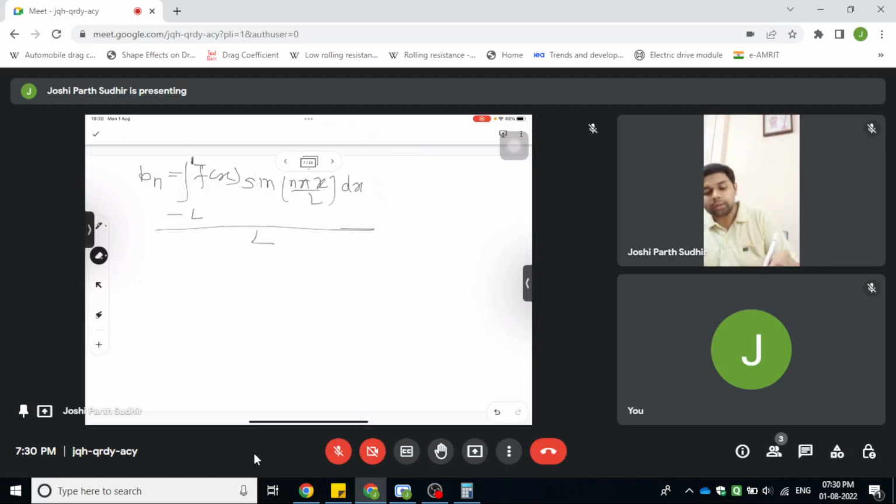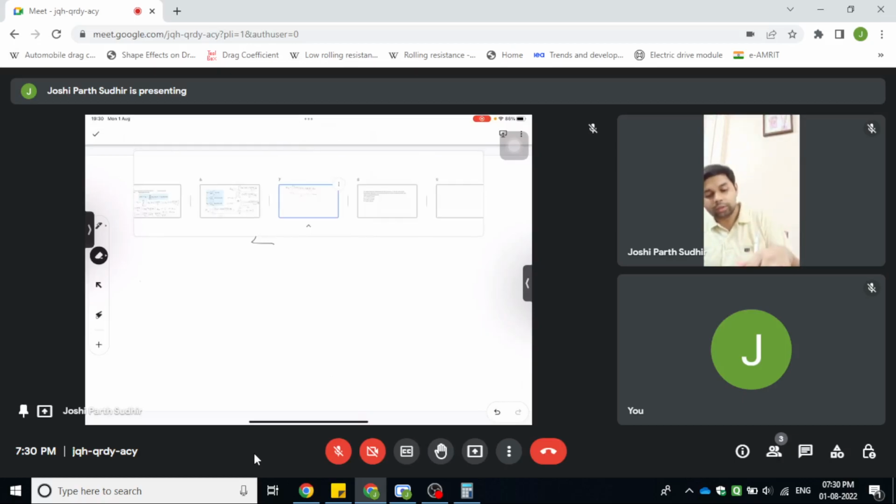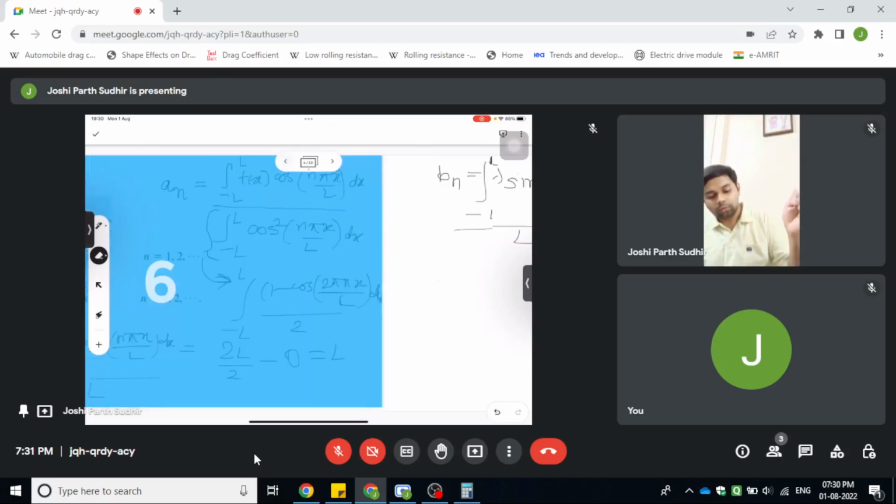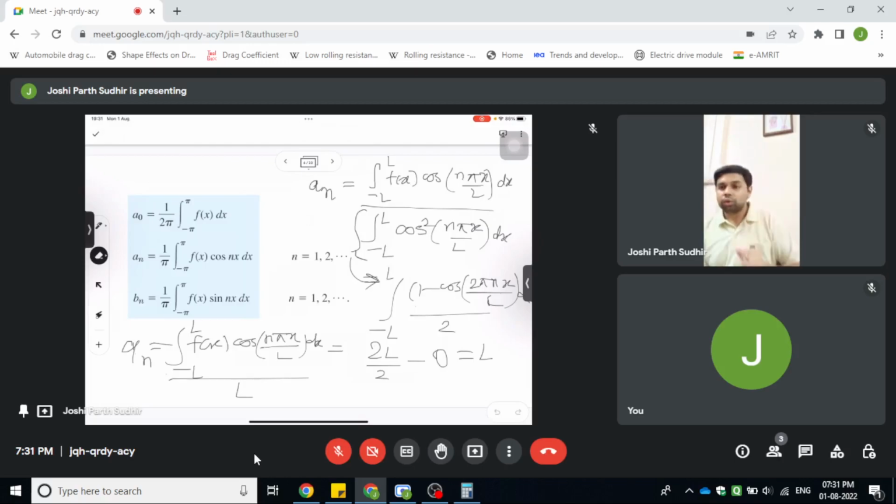So now let us consider the expression for an. Now an includes a multiplication of f(x) into cos(n pi x by L). So the function cos(n pi x by L) is an even function, because the cosine function is even since it is symmetrical about the y-axis.